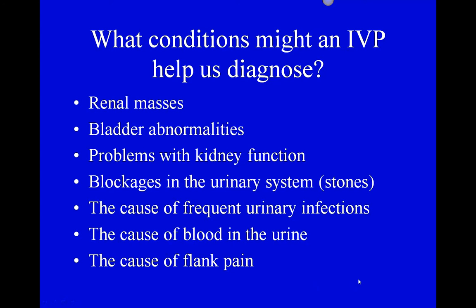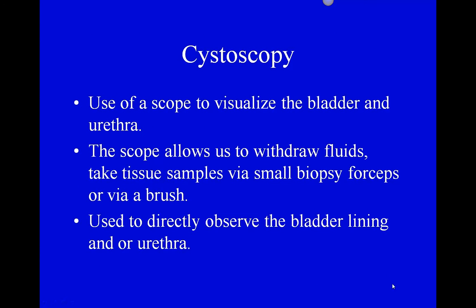So IVPs are done if we think you have kidney stones, if you have flank pain and we don't know what's happening with it, or if we want to identify whether your kidneys are working correctly or not. If you already have kidneys that are borderline in function, we may not give you that contrast. So we might have to do something like an MRI, which would allow us to see the soft tissue.